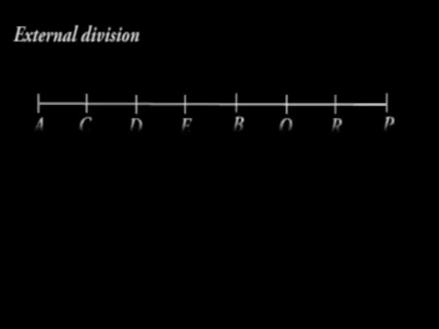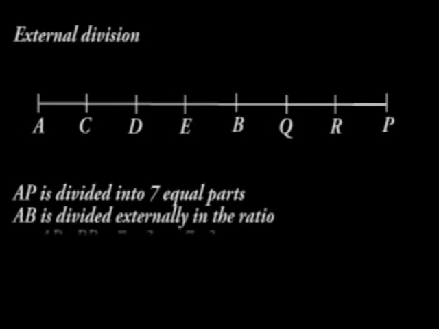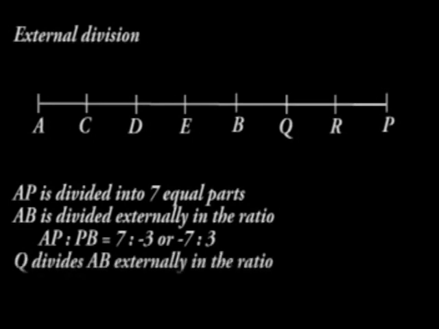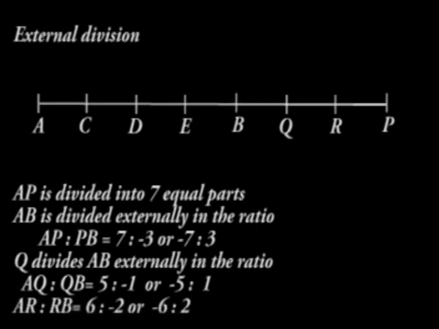External division. AP is divided into 7 equal parts. AB is divided externally in the ratio AP to BP equal to 7 to -3, or -7 to 3. Equally, Q divides AB externally in the ratio AQ to QB equal to 5 to -1, or -5 to 1. AR to RB is equal to 6 to -2, or -6 to 2.